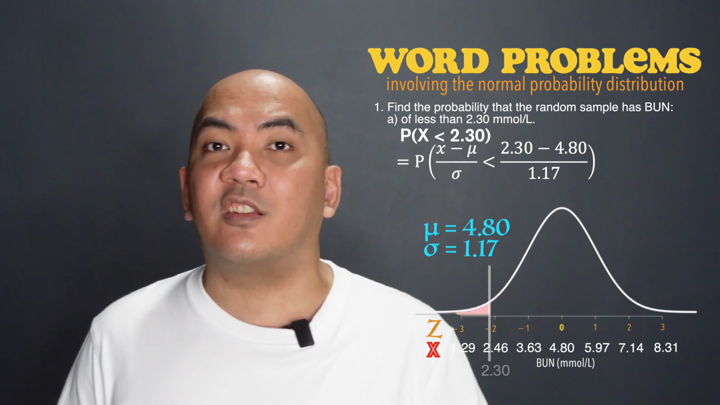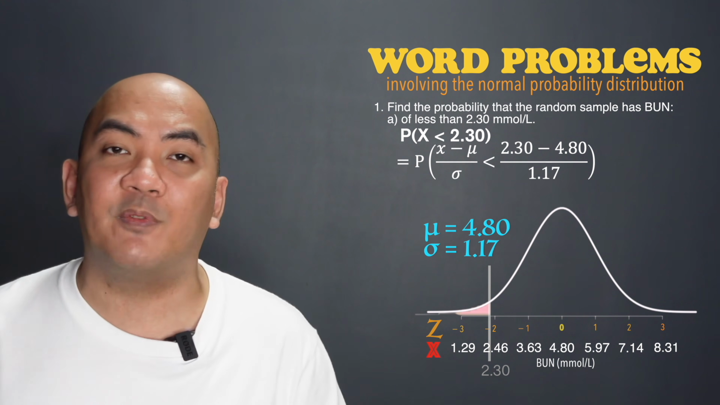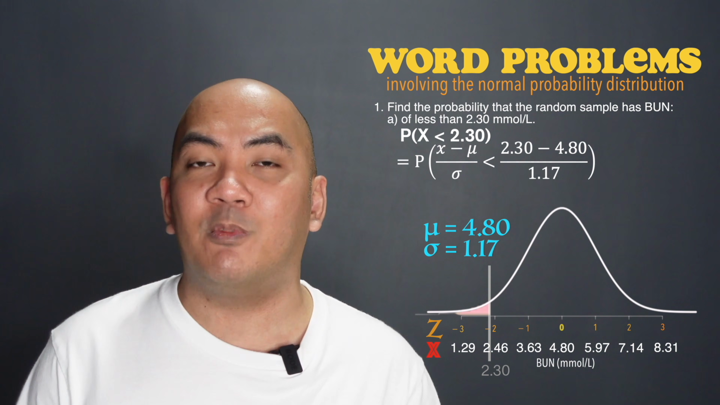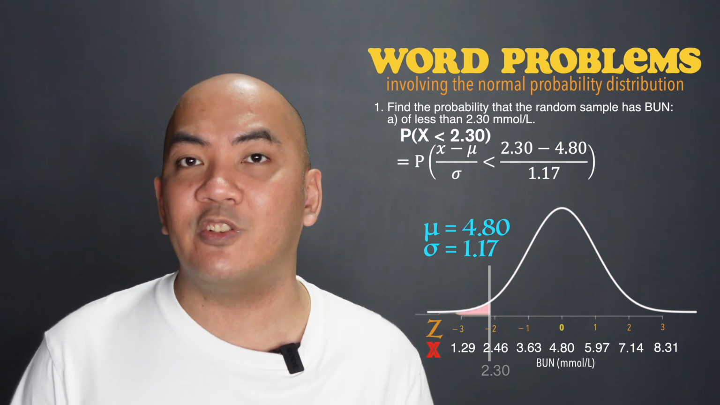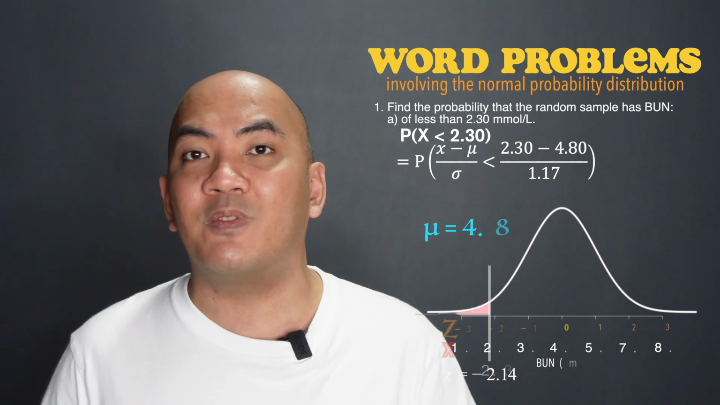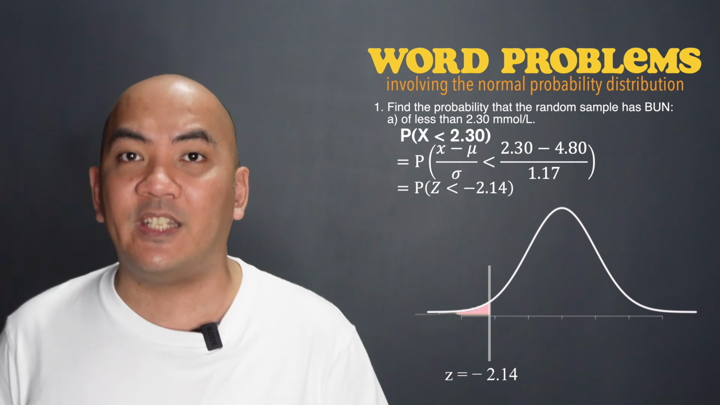So looking for the standardized score z, we simply have to subtract the mean, which is 4.80 millimoles per liter, from 2.30, divided by the standard deviation, which is 1.17 millimoles per liter. And that gives us a value of z, which is negative 2.14.